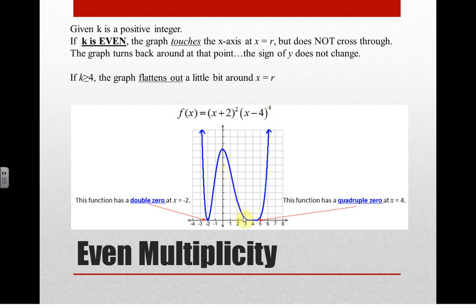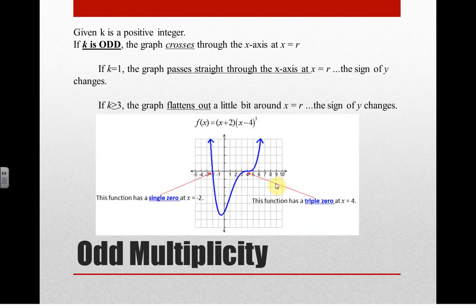It kind of takes a whoop. It goes up, but it takes a second. The bigger the even number, the flatter it gets at the root. The longer it takes to get, the older you are, the longer it takes you to get up off the ground. When you're young and jovial, you just pop right back up. And it takes you a little bit longer.